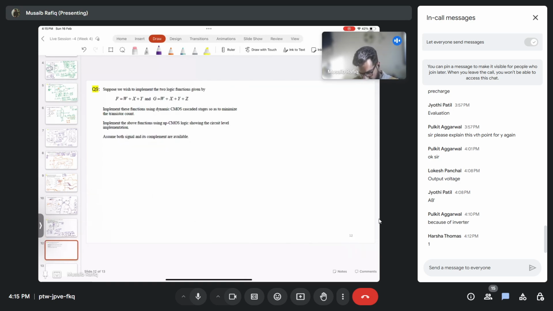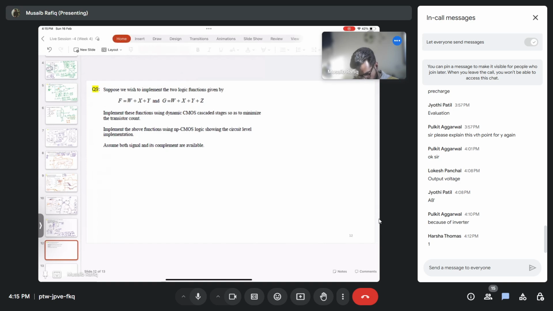Now the last question of today's live session. So I want you guys to do it first. So we have a question. Suppose we wish to implement the two logic functions given by f is equal to w plus x plus y and g is equal to w plus x plus y plus z. Implement these functions using dynamic CMOS cascaded stages so as to minimize the transistor count, and also you have to implement using NP CMOS logic showing circuit level implementation. Assume both signal and its complement are available.